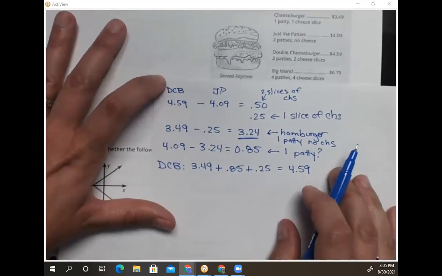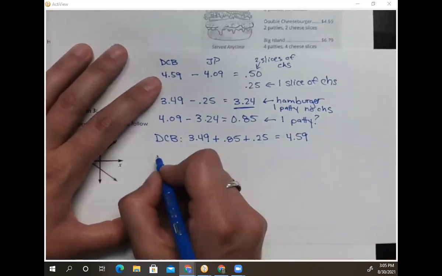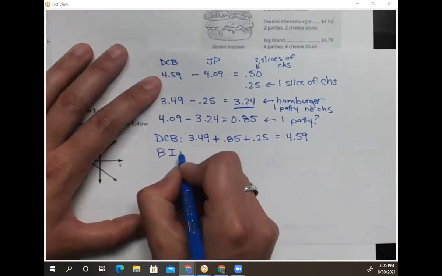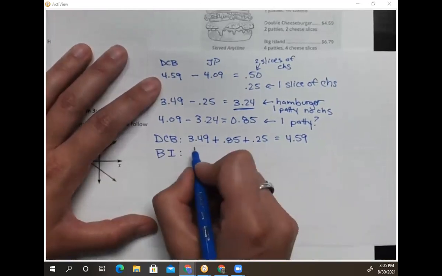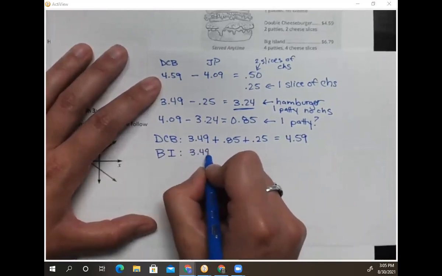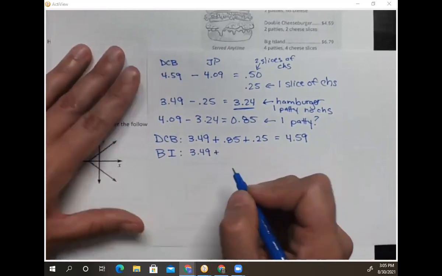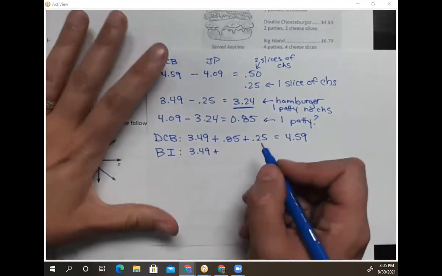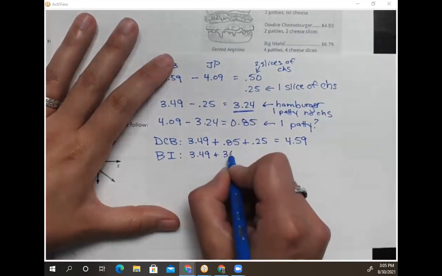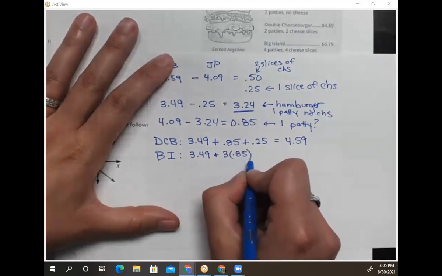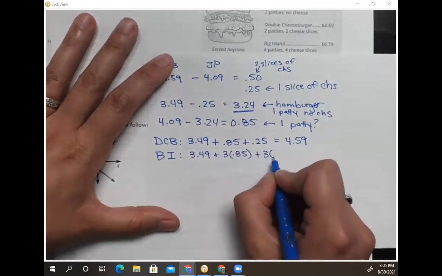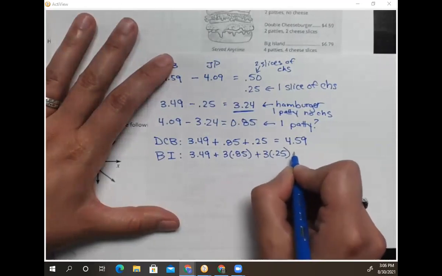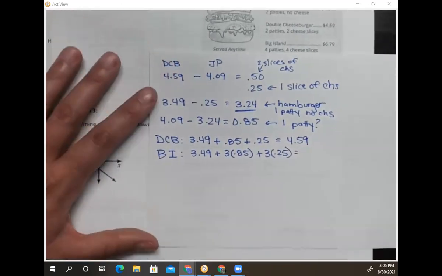Let's double check the other one, that Big Island, that mega cheeseburger. So for my self-created Big Island, let's start with our cheeseburger again. But this time we're going to add 3 patties. So I get a total of 4. So 3 times 0.85. And 3 slices of cheese. So 3 times 0.25. What do we get here?